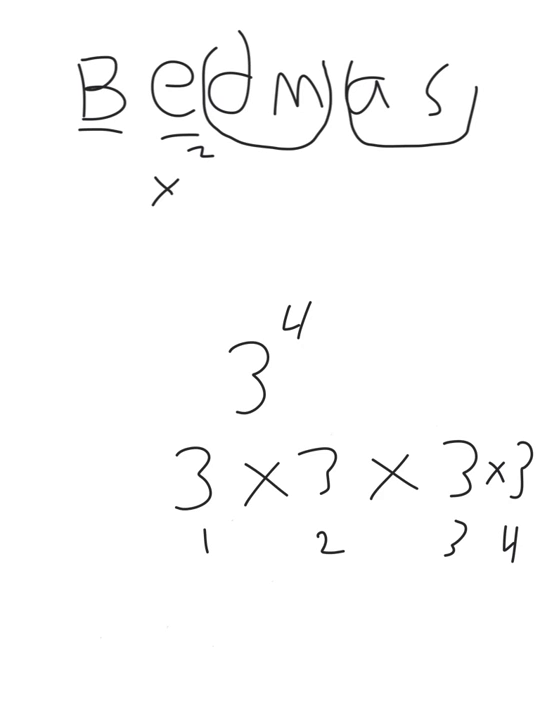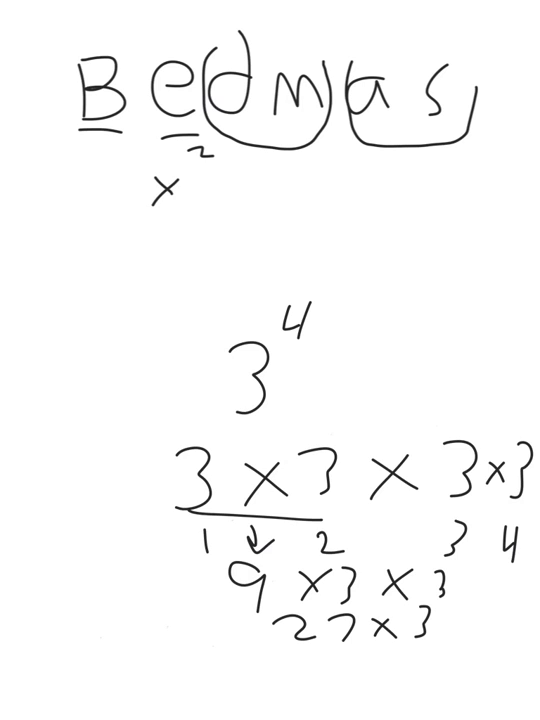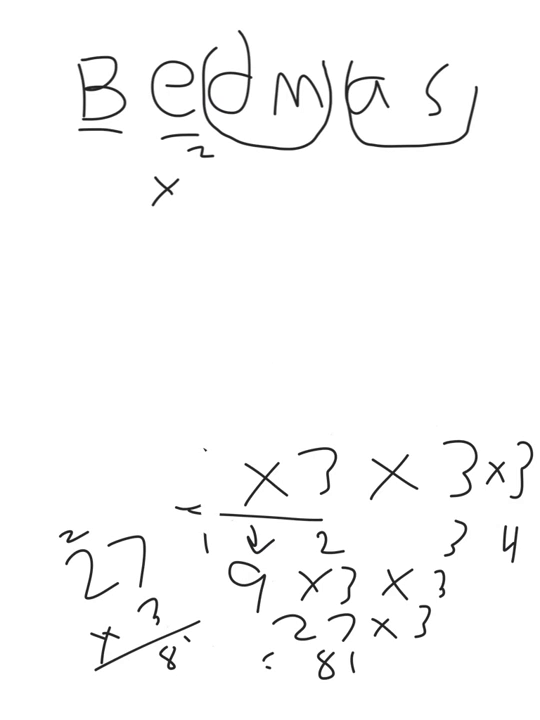And what would that be? 3 times 3 is 9. Times 3, so now we still have times 3 times 3. 9 times 3 is 27. Times 3, I have to do that over here. 27 times 3. 7 times 3 is 21. 1 down, 2 up. 2 times 3 is 6. Plus 2 is 8. So it would equal 81. Okay, there's a little bit of a review related to the exponents.